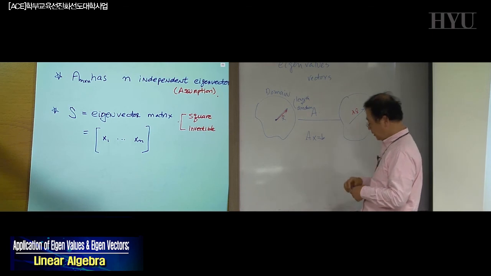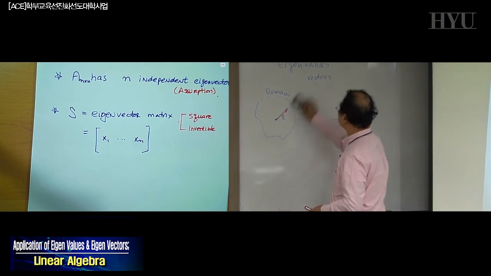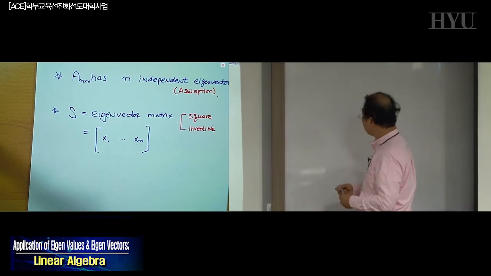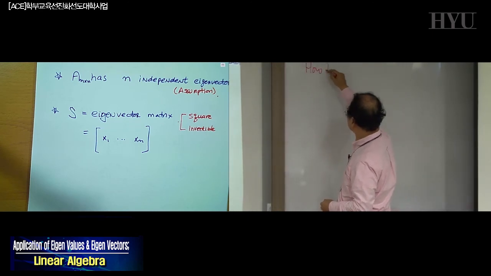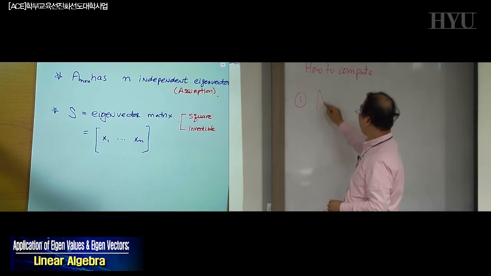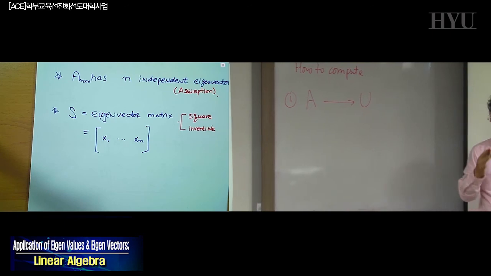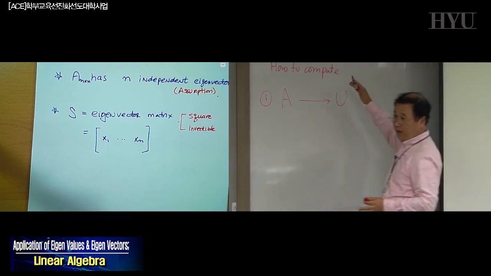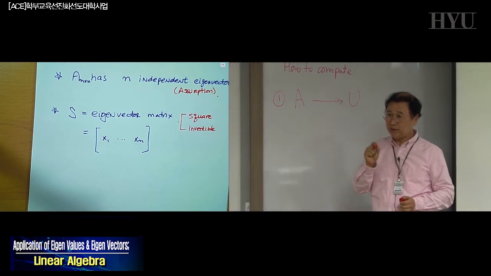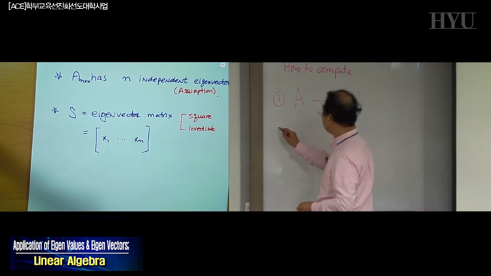Then how do you compute this? There are several different ways to compute. We learned how to compute. First one is, from A, we apply row operations or elimination. We can make it a triangular matrix, right? From the triangular matrix, all the diagonal entries, all the pivots, are the lambdas. So that's one way.